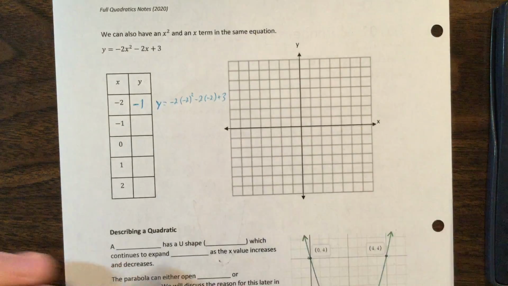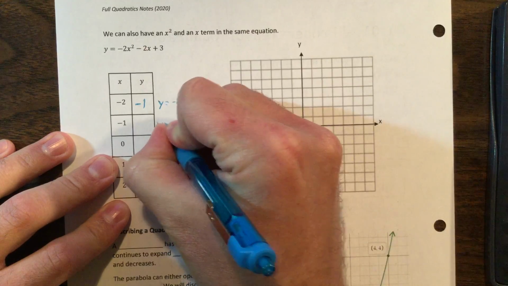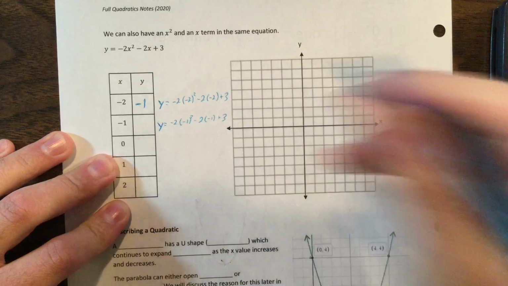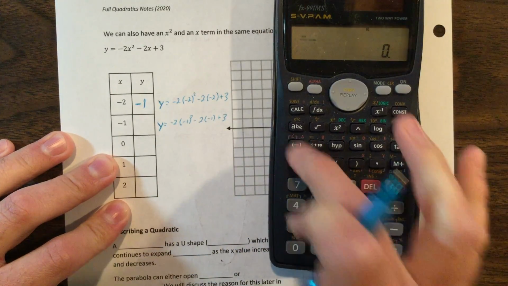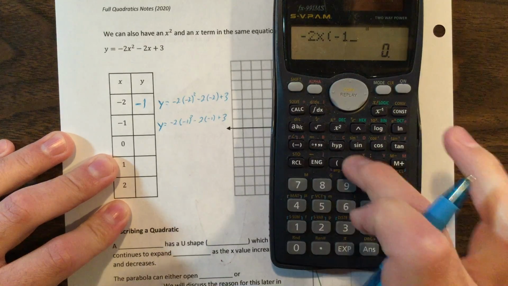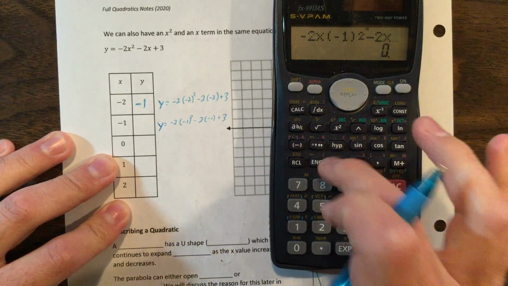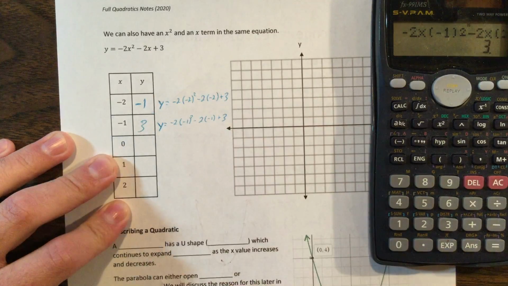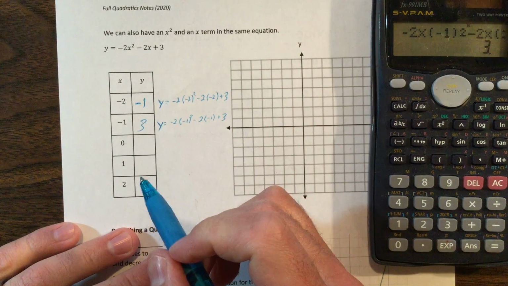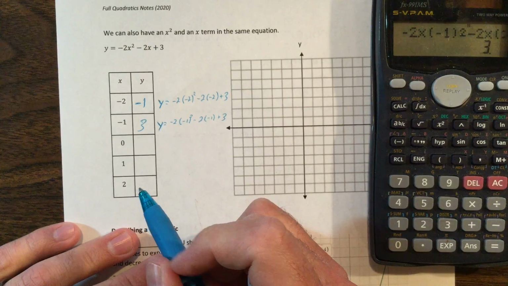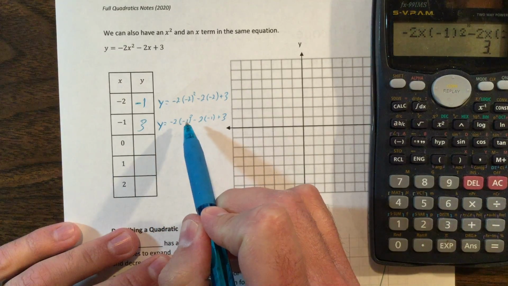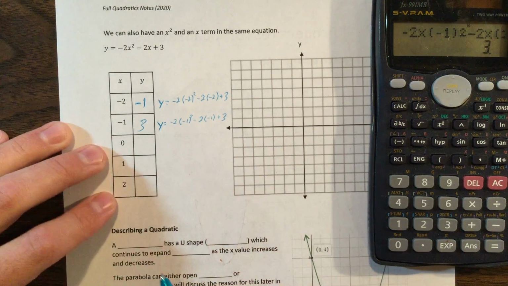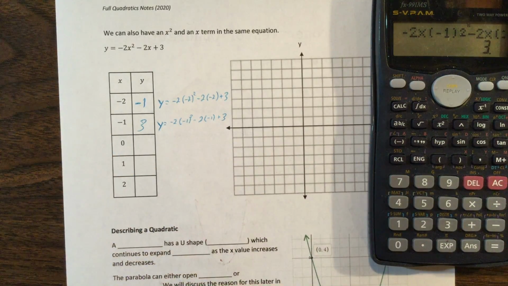And we can keep going through, again, similar to what we did with the previous one. -2 times -1 squared, -2 times -1, plus 3. And this is +3. Okay, and we'll continue to go. Got +3, does that make sense? Just want to double check here. Yeah, that does make sense. Okay. So we keep on going.